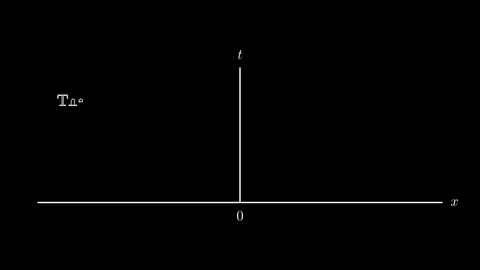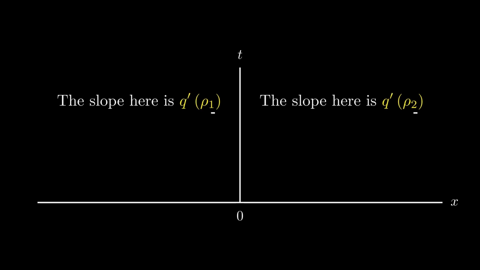We find the characteristics and plot them. For x negative we get a slope of q prime of rho 1, and for x positive we get a slope of q prime of rho 2. And as the derivative of the flux q prime is a decreasing function of the density, it follows that q prime of rho 1 is larger than q prime of rho 2.